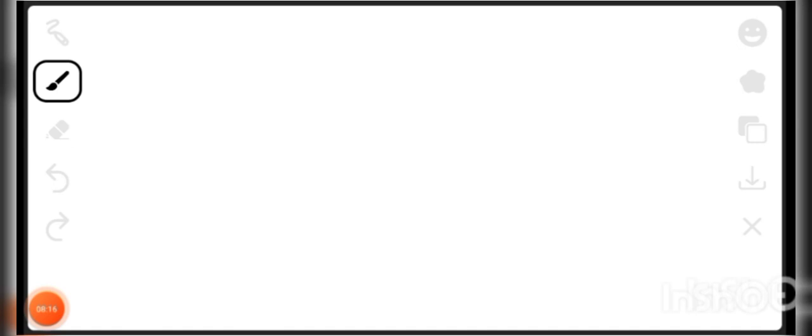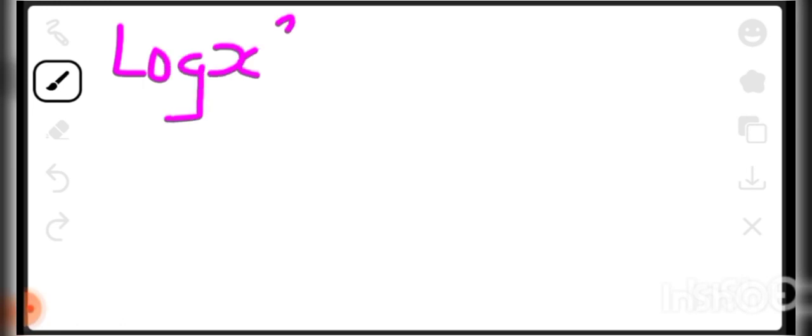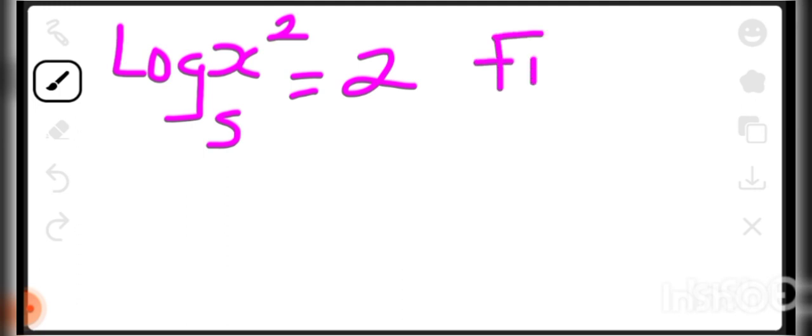Okay, if you have something like this, I want you to try this one yourself before checking the answer. Log x squared to base 5 is equal to 2. Find x. So try and do this one yourself to see if you get the answer. Pause this video, do it.